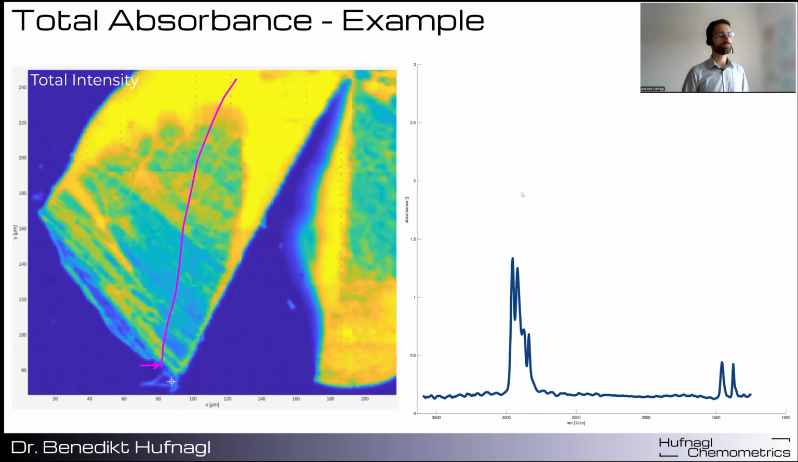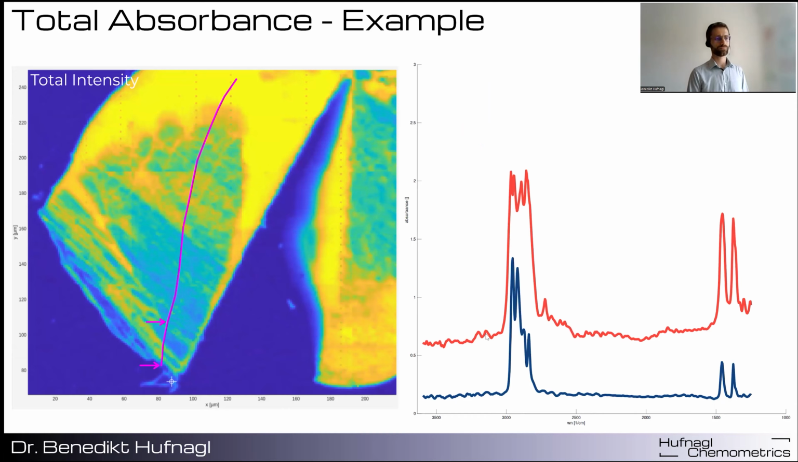And here you can see a real world example from a very thick particle, which is rather thin at the edge, but the thickness increases towards the center. And now I will sample some spectra across this particle. So here you have a very nice polypropylene spectrum. And already in the next spectrum, you can see the total absorbance effect. So here the peak is cut off.